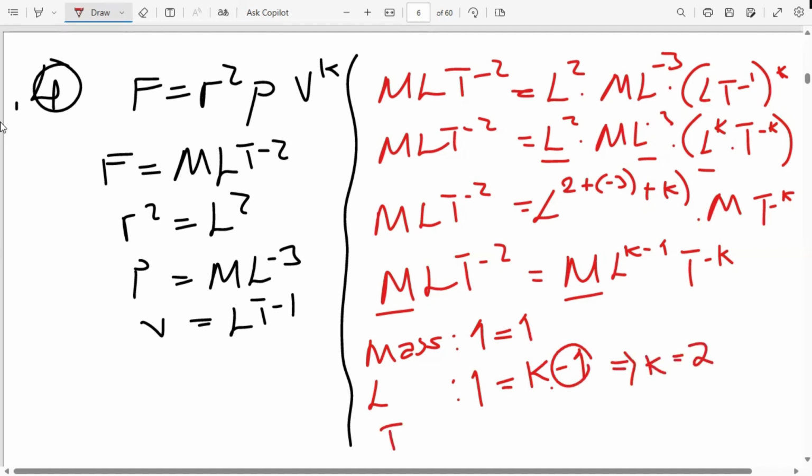Then we have T. For T, we have a power of minus 2 on the left-hand side being equal to the power of negative k on the right-hand side. So we can divide by a negative on both sides, and we're going to end up with k is equal to 2. So the value of k is actually 2, by comparing the powers of the common variables on both the left and the right-hand side. This is the approach that we use when we want to find the powers using dimensional analysis. So that was all on question 4.